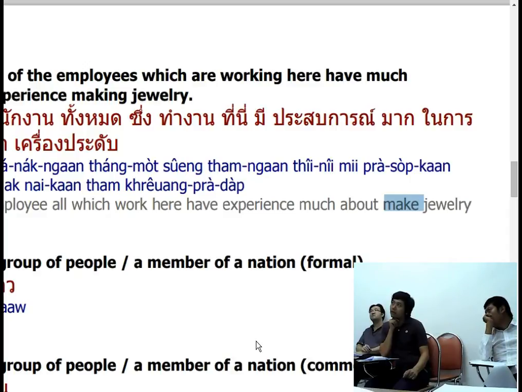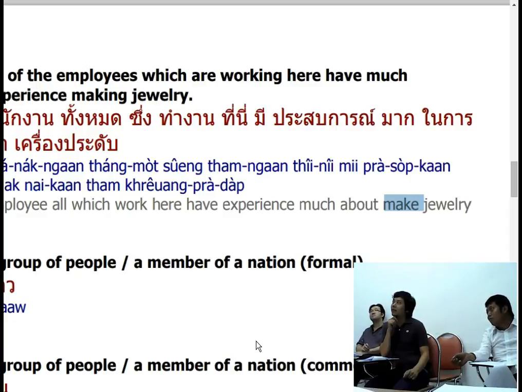Make. Very good. Some words are hard to break because they're quick to say. You know the word make, but it's the wrong pronunciation. So it's hard to break, but you just break it. From the native, you can learn faster.